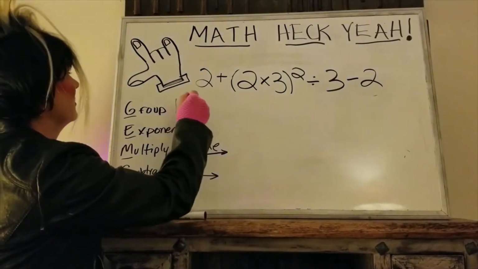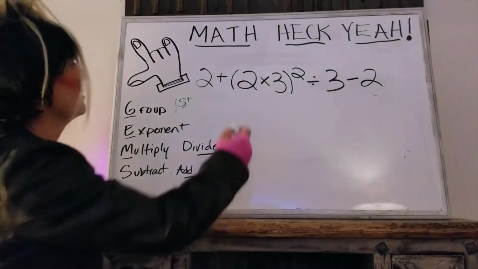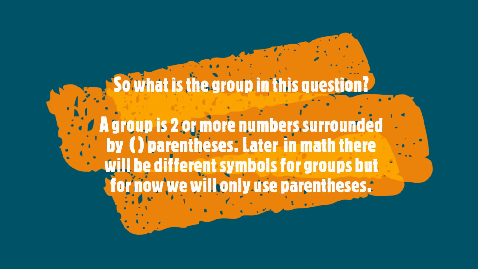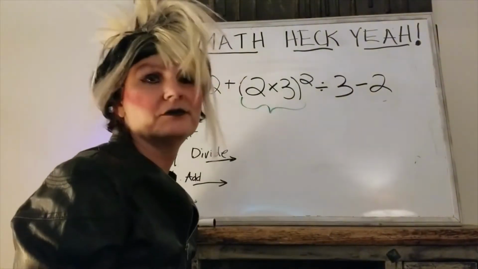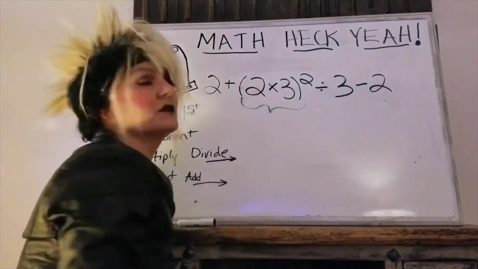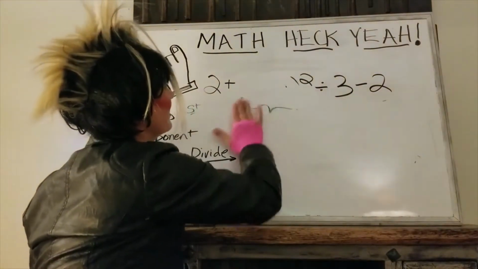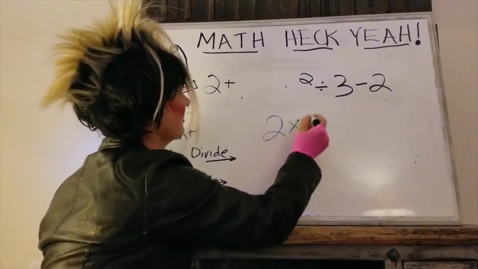Group. Where's the group in this expression? That's your group. Now answer the question. So I hope you picked the right answer. It was 2 times 3. So now we have to substitute that. We have to actually do 2 times 3. What is 2 times 3?